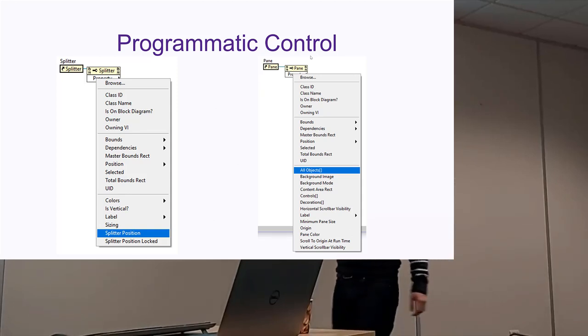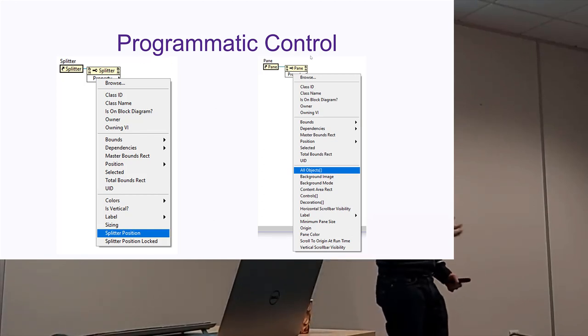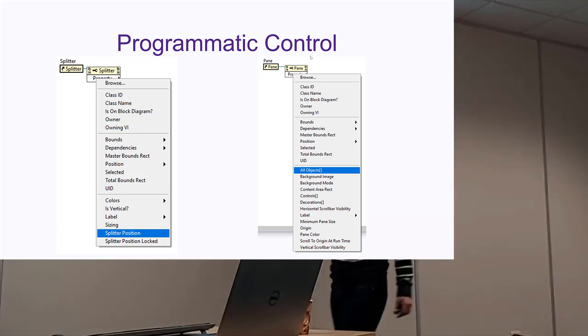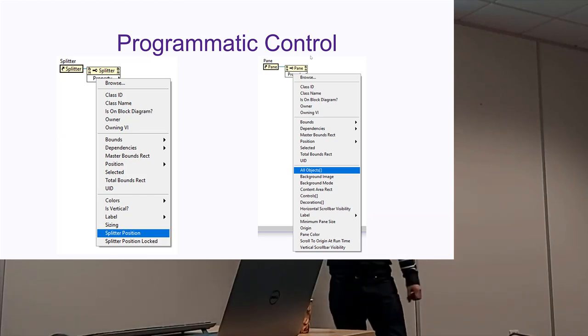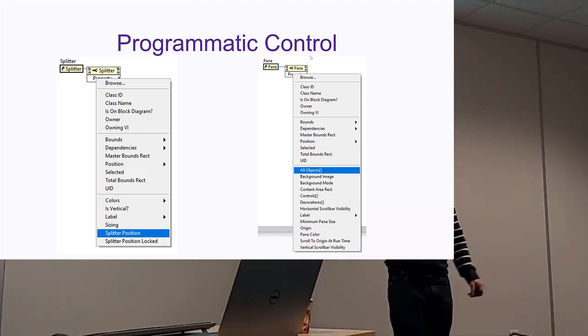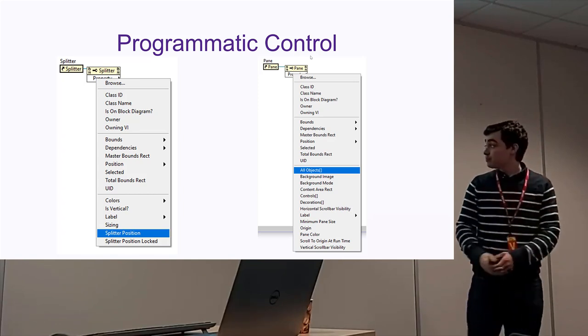So here we have a splitter reference, and you get access to the colors. You can be told if that splitter is vertical or horizontal, the label. Now, if you don't change the label, you're just going to end up with splitter 1, splitter 2, splitter 3, etc. And that's no use at all. So you change the label, and you can use the pane relief tool to do that. Sizing and position. Now, splitter position is what I was using to control the sliding in and out nature.